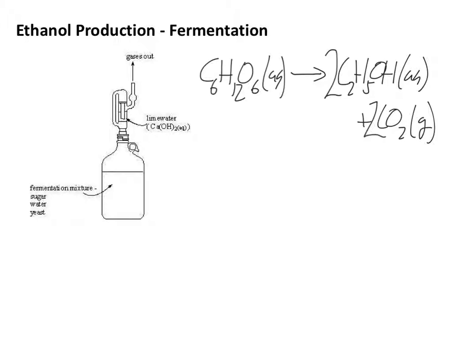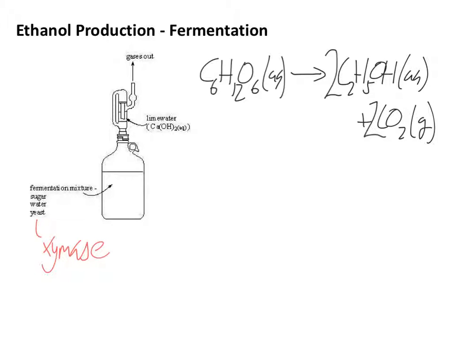Now it's essential that you learn the raw materials needed for fermentation, and the raw materials are sugar, water and yeast. And you might be thinking at this point, well, what on earth is the yeast doing? Well, the yeast contains an enzyme called zymase, and the zymase catalyses the breakdown of the glucose. So this process wouldn't happen without the yeast, or it would happen but just incredibly slowly.